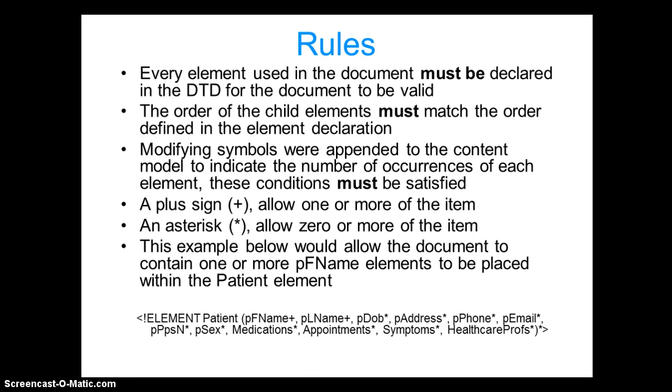With each iteration of our DTD, we needed to double check this because the order was very, very important. Our modifying symbols were entered to allow when we agreed which of the elements we were to include, as in one or more of the item or zero or more of the items. So for example, in the patient element, each group had to have a first name and a last name. Didn't have to have a date of birth necessarily, or an address, or a phone, or an email, or a PPS number, or sex, or medications, appointments, symptoms, healthcare professionals.